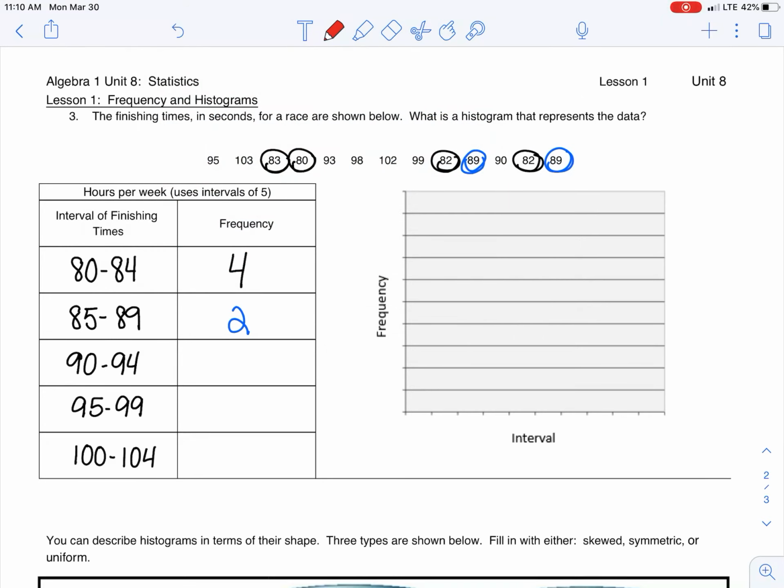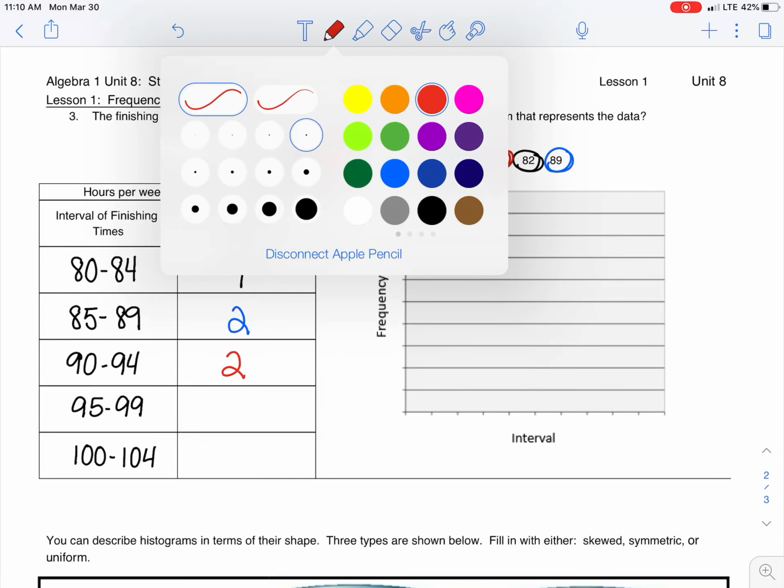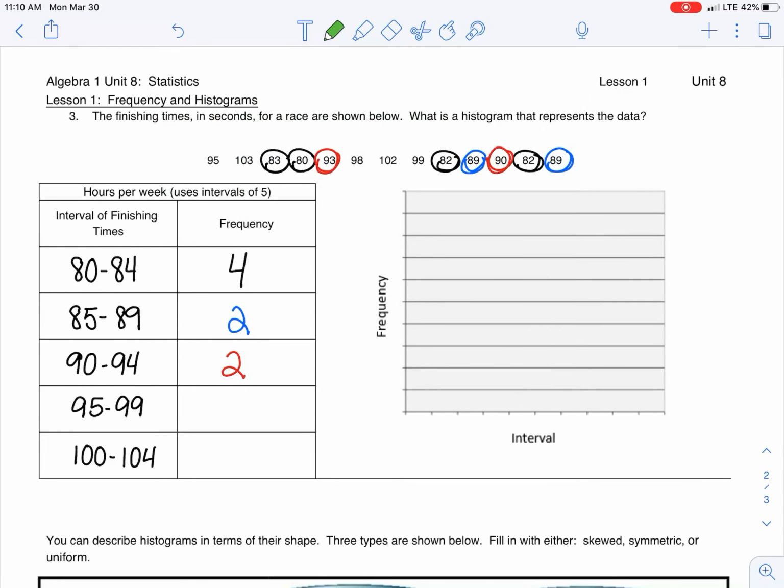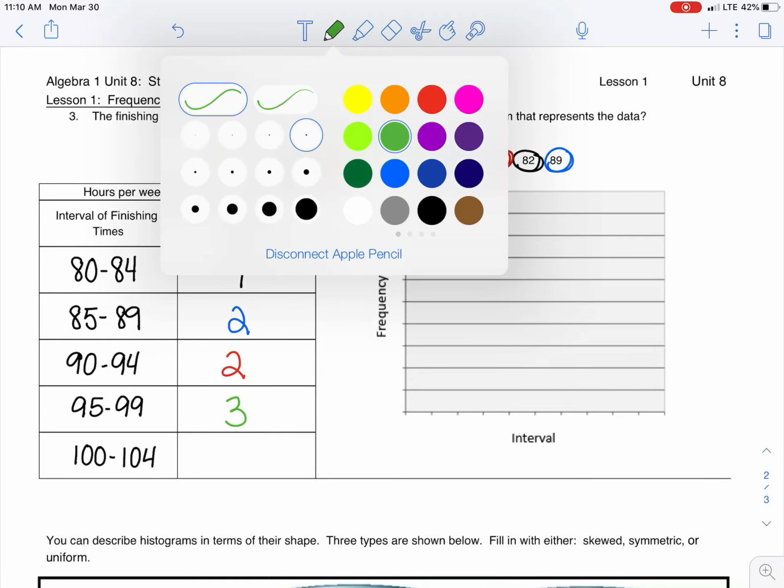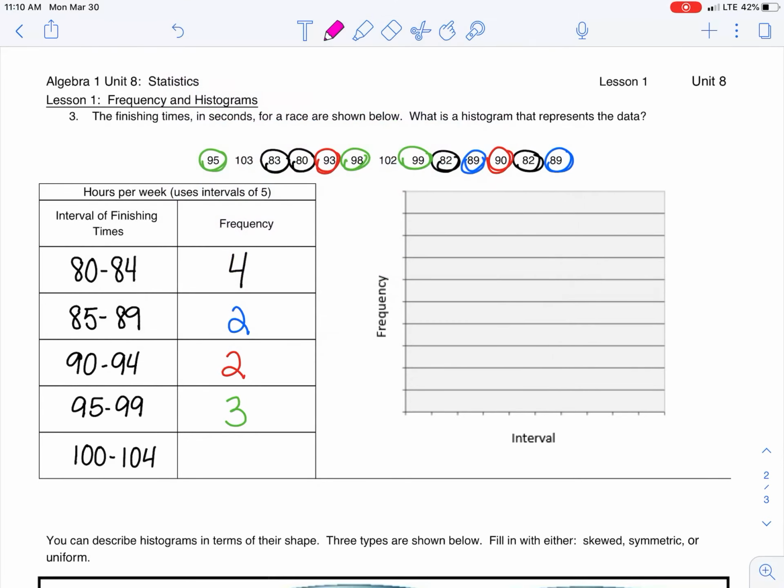Then we can go from 90 to 94. That's going to include 93 and 90. So there are 2 of those. And then we can go from 95 to 99. So we have 1, 2, 3 of those. And our last interval is 100 to 104. And we have 2 numbers left that fall between that interval. So we have a 2 for frequency.